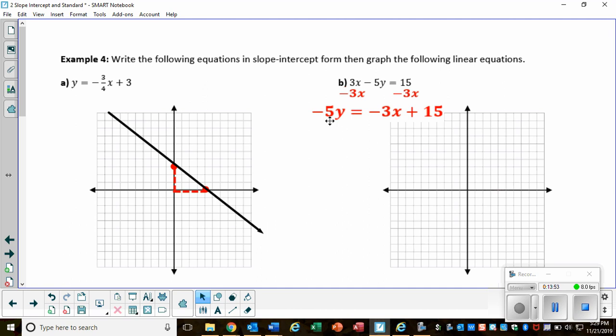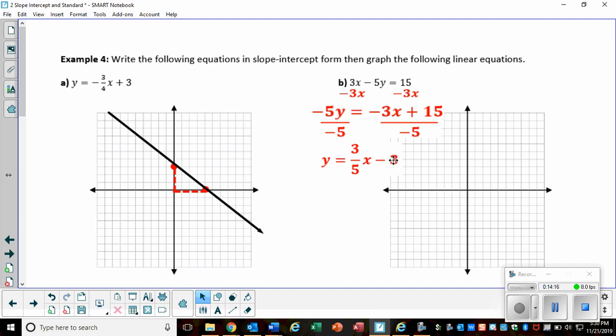Now I'm going to get rid of the negative 5, and I'm going to divide every term by negative 5. So these negative 5s will cancel out. Negative 3 divided by negative 5, the negatives cancel out. And then I have positive 15 divided by negative 5, and that gives me negative 3. So this is my slope-intercept form, and I can go ahead and graph that.